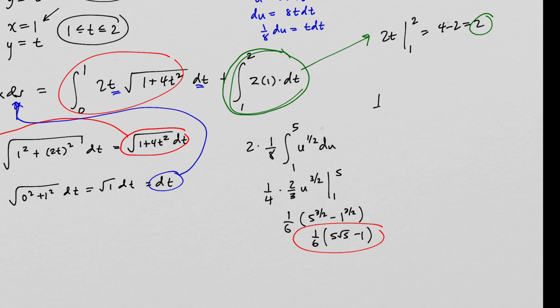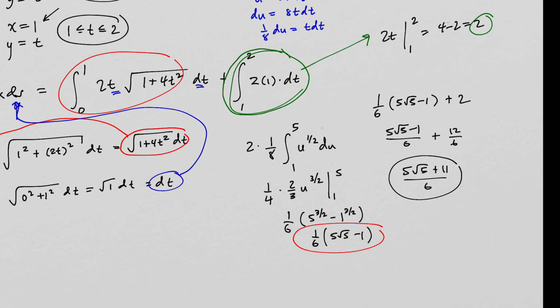is simply 1/6 times 5 radical 5 minus 1 plus 2. And we could leave it like that, or we could say 5 radical 5 minus 1 over 6 plus 2, which would be 12 over 6, and we can rewrite this as 5 radical 5 plus 11, all divided by 6.